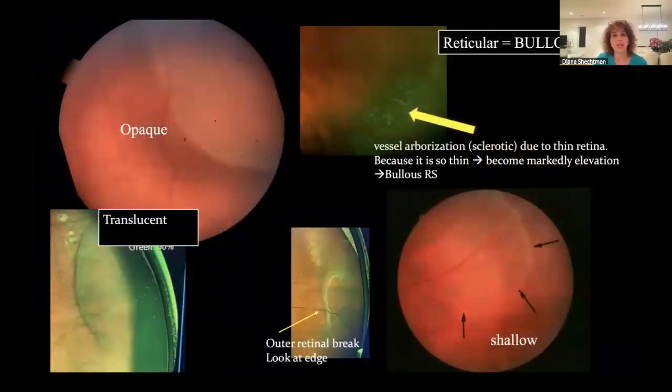Various representations, some are my own and some come from the website, of patients with variations of schisis. They could be opaque, they can be translucent, they can have sclerotic vessels, they can have cystic changes. Again, outer holes, notice this white edge, that's a little bit of a fold that occurs only below on the outer aspect of the OPL.